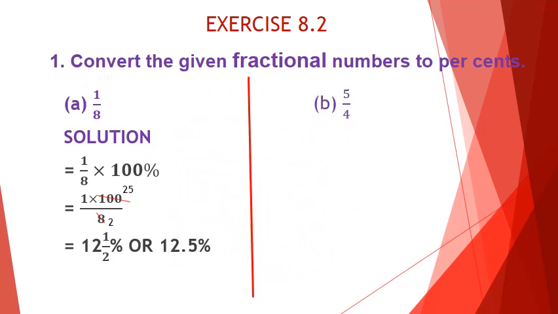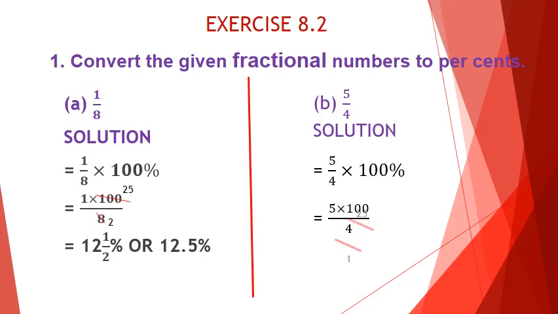B, 5 upon 4. So to find the percentage, we have to multiply it by 100. So 5 into 100 whole divided by 4. The denominator 4 and the numerator 100 can be cancelled. So the numerator becomes 5 into 25 divided by 1. 5 into 25 gives 125. Hence we get 125 percentage.